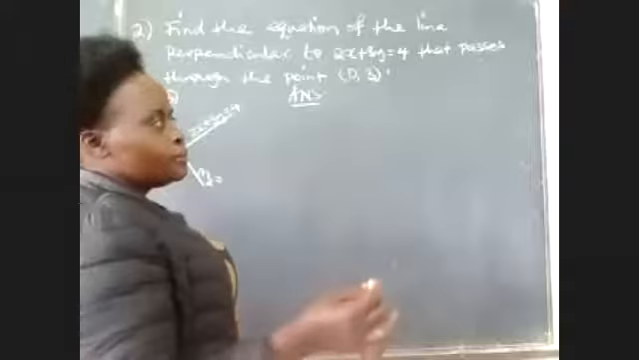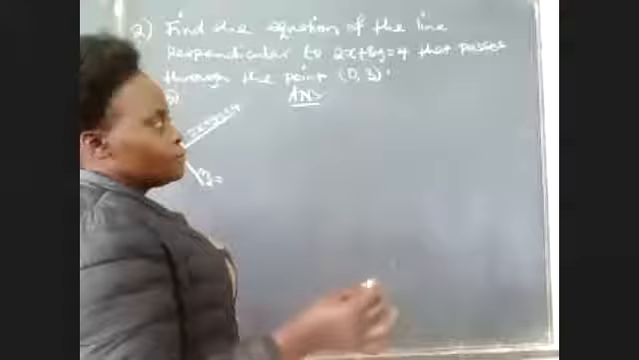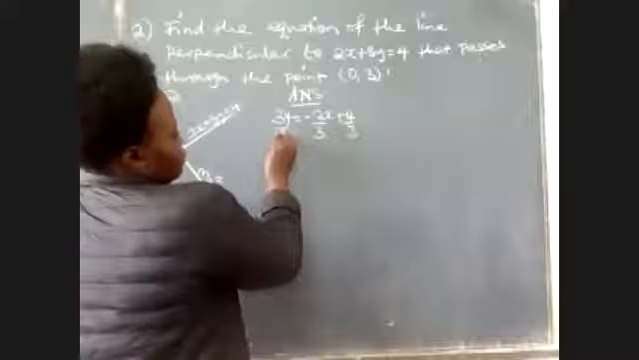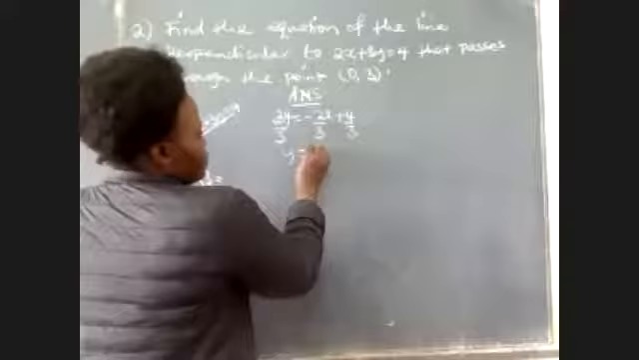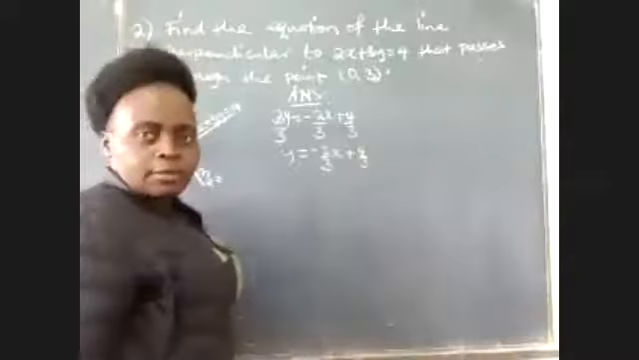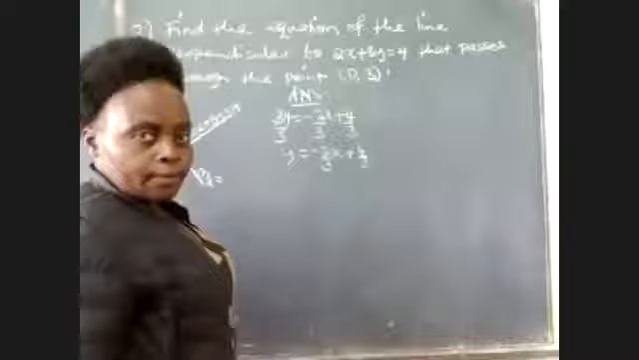So you have 3y is equal to negative 2x plus 4. And then you divide all of them by 3. And you have y is equal to negative 2 out of 3 x plus 4 out of 3. It means our M1 is negative 2 out of 3. So M1 is equal to negative 2 out of 3.